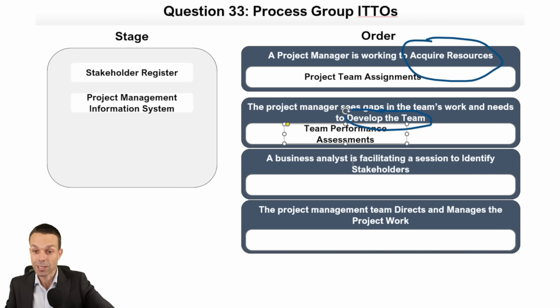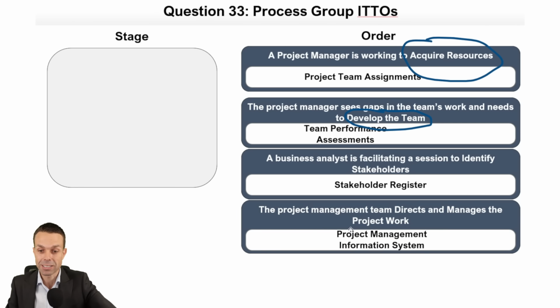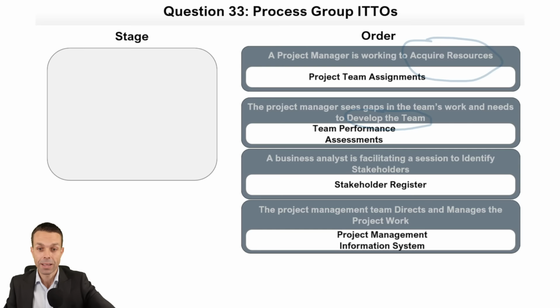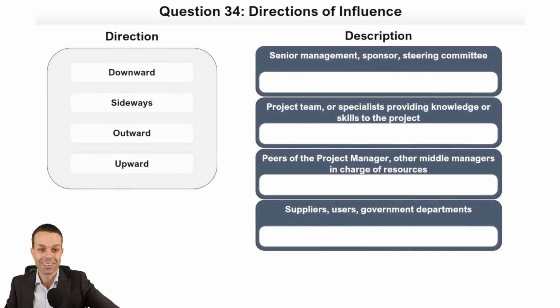A business analyst is facilitating a session to identify stakeholders. We're going to do that with our stakeholder register. And the project management team directs and manages the project work. We're going to use our project management information system, or put all of our project data and information into that information system so that we can usually get a report by analyzing all of that data. Let's have a look and see how we went. Excellent work. Process Groups, a practice guide, all the ETOs, or the inputs, tools and techniques, and outputs for that. Fantastic stuff. All right.